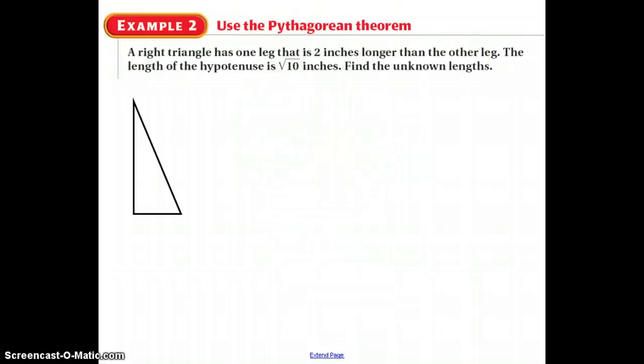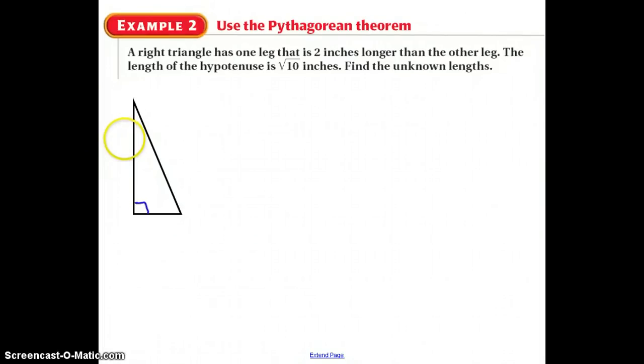So we can also make it more difficult by setting up a word problem in here. So, okay. What we're going to do is read the description of what's given to us, and then we're going to fill out our diagrams.